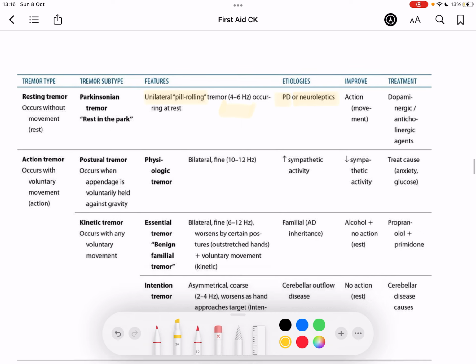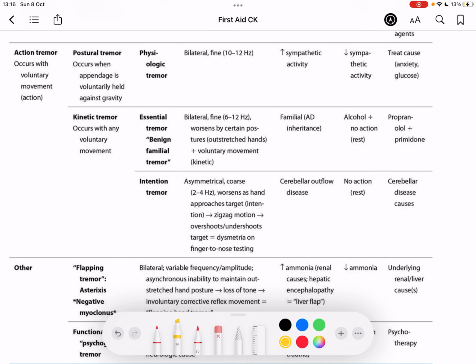Now my action tremors, we have postural tremors, which is the physiological tremor, and then the kinetic tremors. So a postural tremor is exactly what it says. The tremor is worse when you're holding it up against gravity, but not when you have actual purposeful movement, which is the kinetic tremor. So this is the physiological tremor.